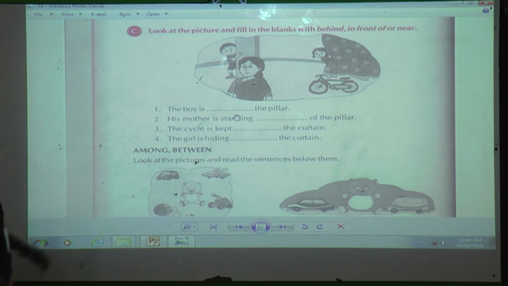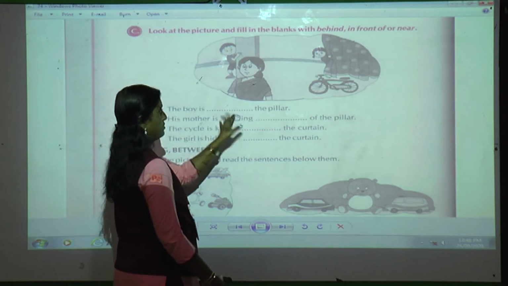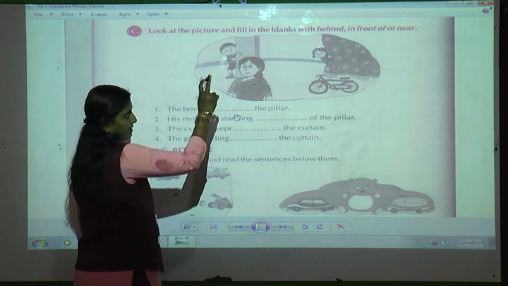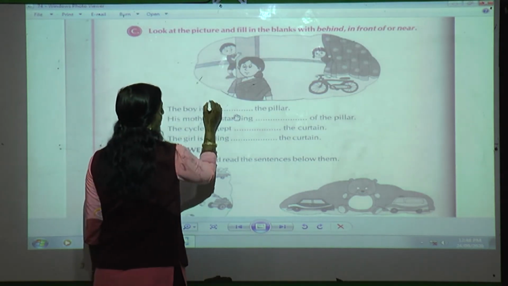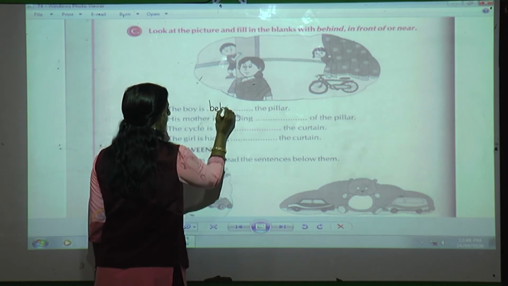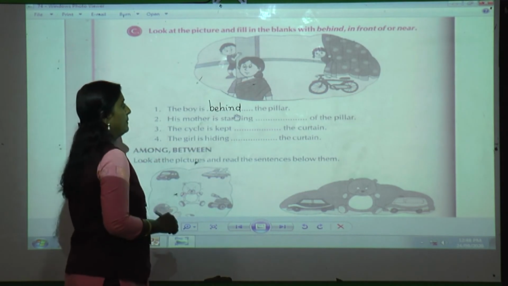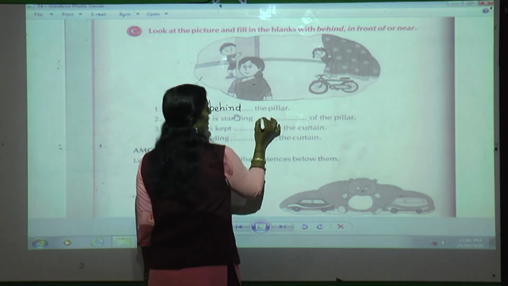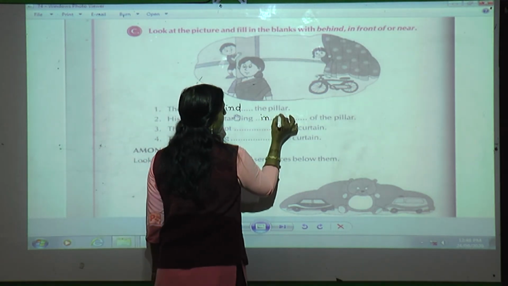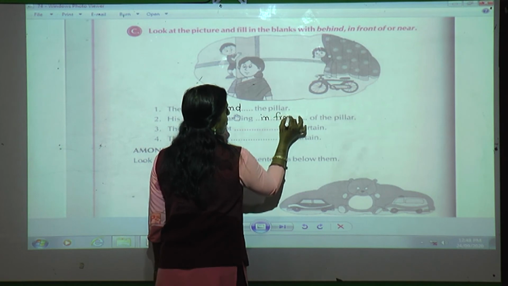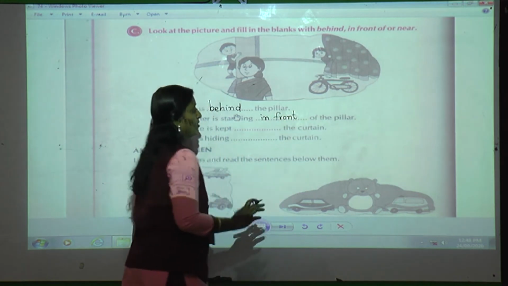The boy is, now you have understood the given picture. So now you have to just fill the blanks with the given preposition. The boy is behind the pillar. Spelling is already given over here. His mother is standing in front of. Of is given, so don't write off.